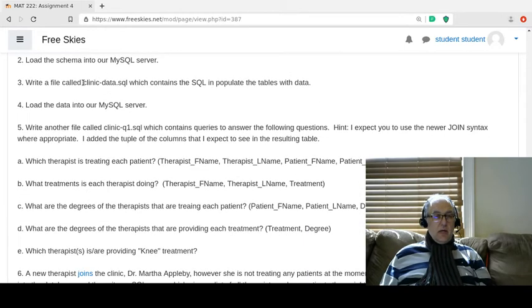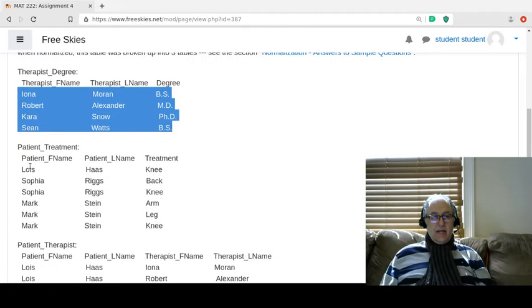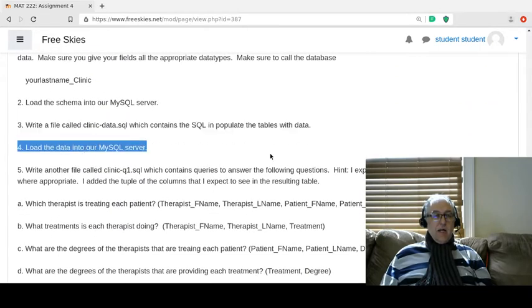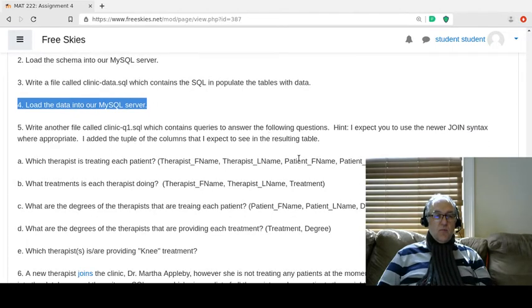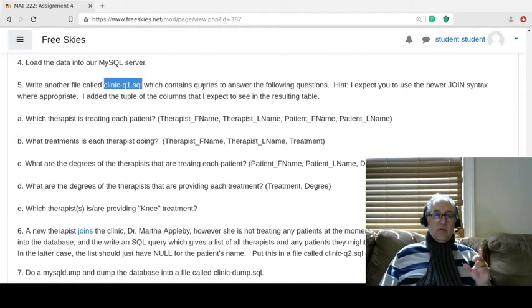So the next thing you're to do is create another file called clinic-data.sql, and it's supposed to populate the SQL with this data. Okay, so I want to see this exact data in the database. All right, so do that, and then load that data into our MySQL server. Okay, and we're actually going to do a couple of queries. So the first set of queries, we'll put it in a file called clinic-q1.sql. All right, and I want you to write the queries that will answer the following questions. I don't want you to actually answer the questions.